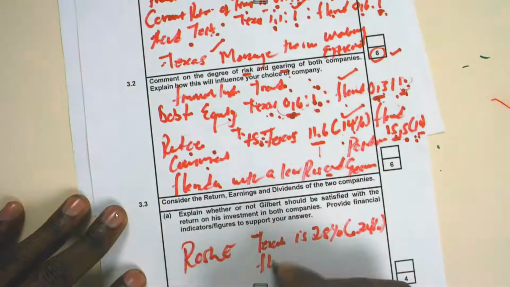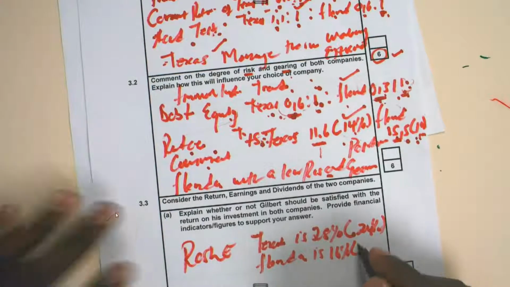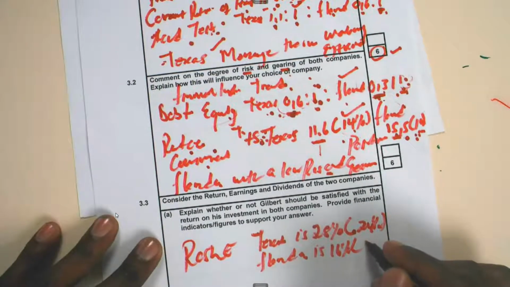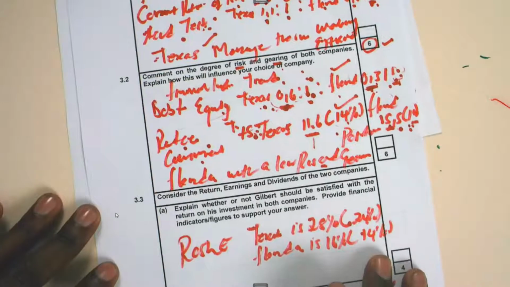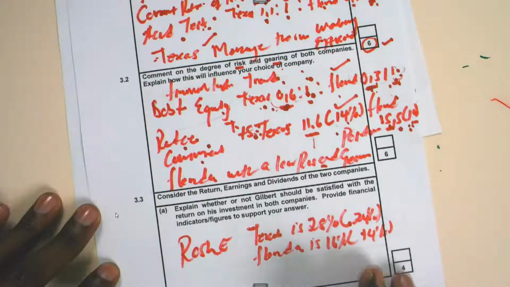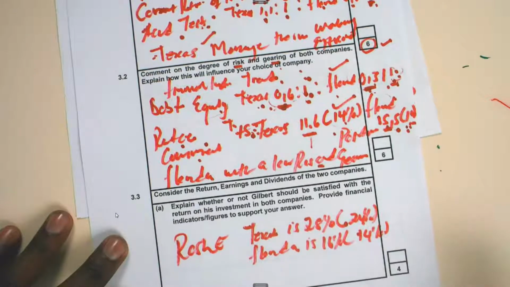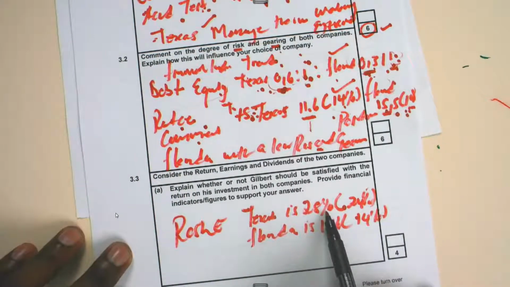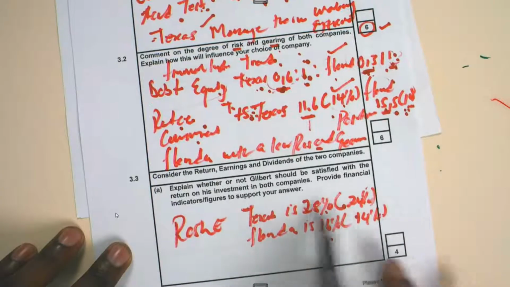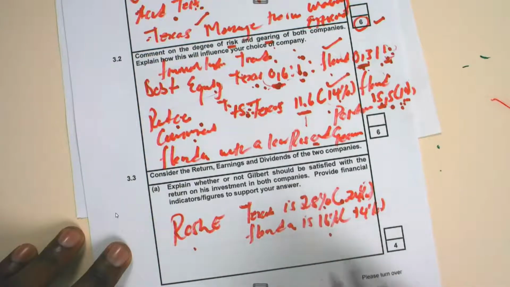But let's look at Florida. Florida is 16% this year, while last year it was 14%. It means both companies have increased on their return on shareholders' equity. Now, if you have to comment, it means both companies are on a satisfactory level. Even though Texas has more than Florida, both of them, their return on shareholders' equity has improved. So it has improved from last year.